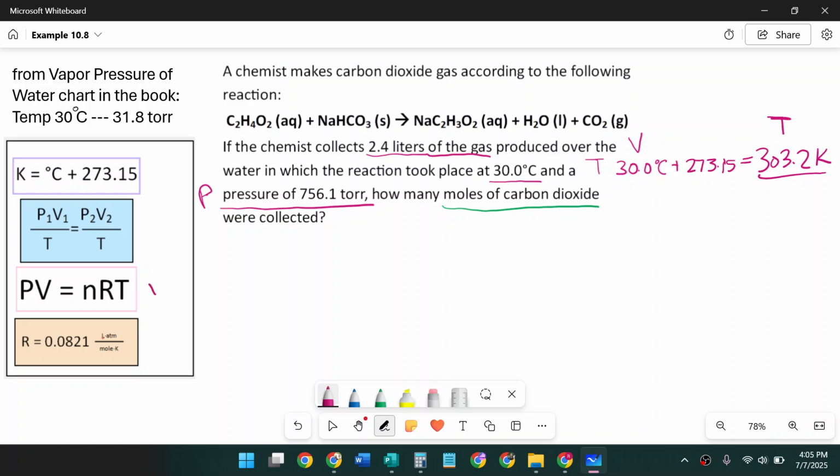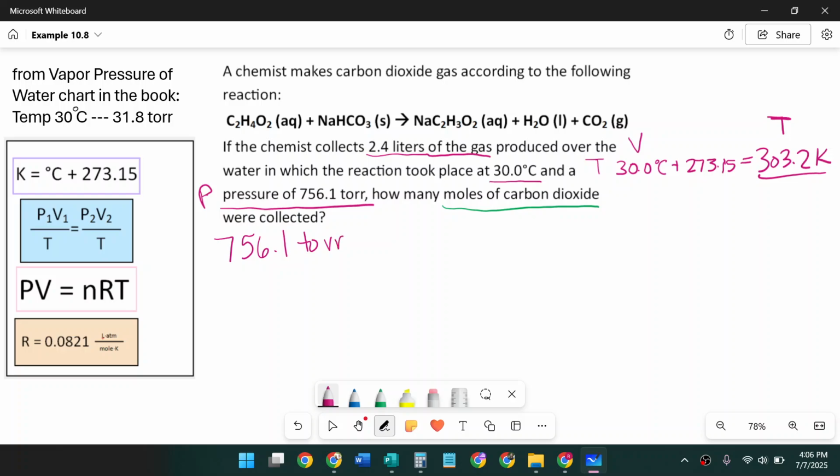But in this particular equation, we're using atm because if you look at the units for the R, it has liters, atm, moles, and Kelvin. So the P has to be in atm. The volume has to be in liters. The n is the number of moles, and the T has to be in Kelvin. So those different units will cancel out correctly. And so we need to change this to atm.